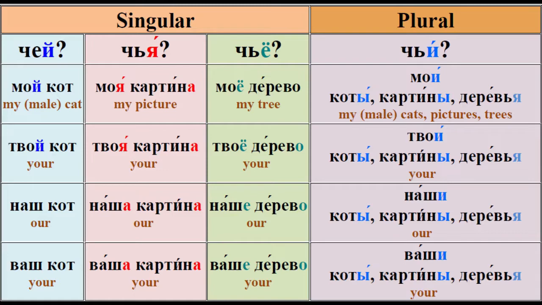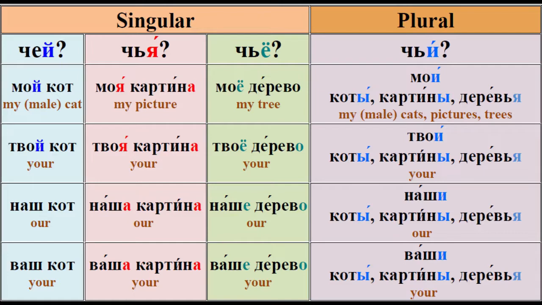If you want to say your in an informal construction when you talk to one person, the masculine form will sound like твой. Твой кот. The feminine form will sound like твоя. Твоя картина.